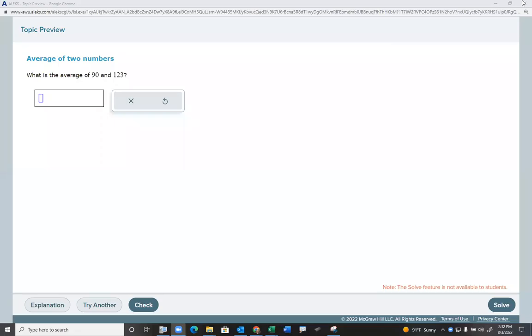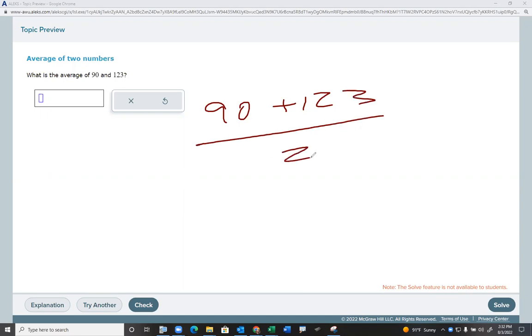Hello again. All right. So what is the average of 90 and 123? When you see what's the average, that just means add up all the numbers, divide by how many you added together. I just added two numbers together, so I will divide by 2. And so 90 plus 123, I add together, divided by 2, I get 106 and a half.